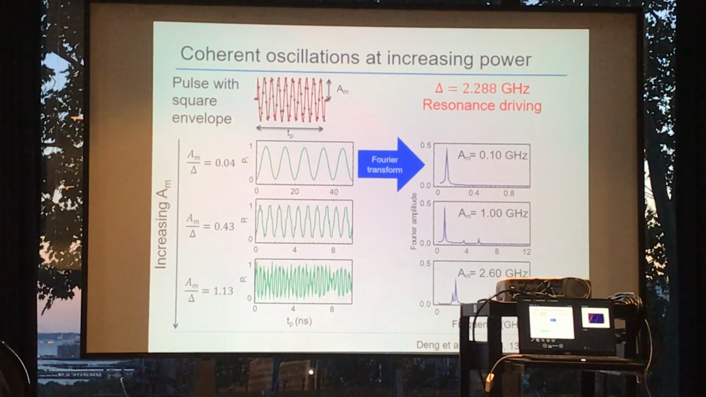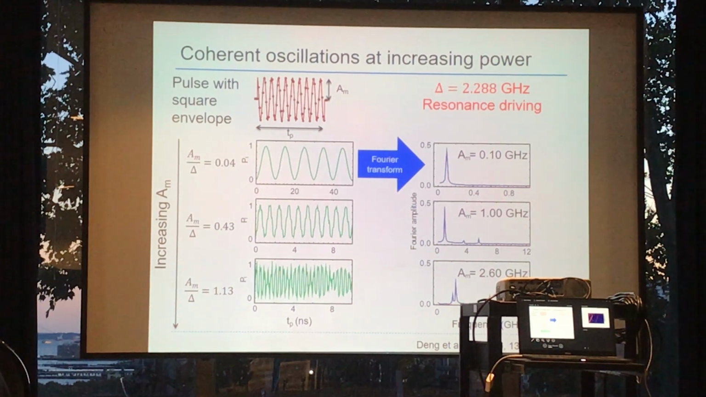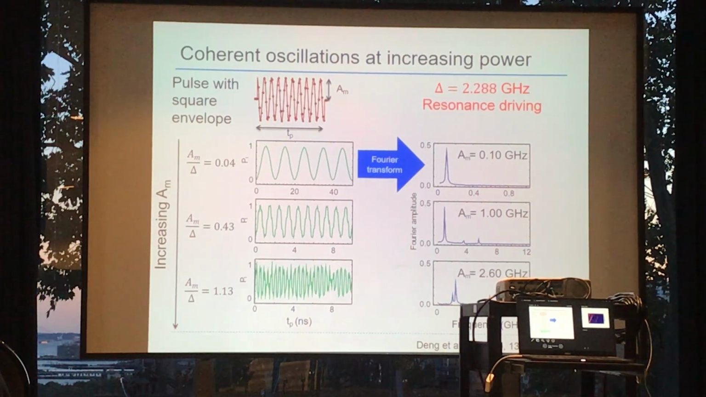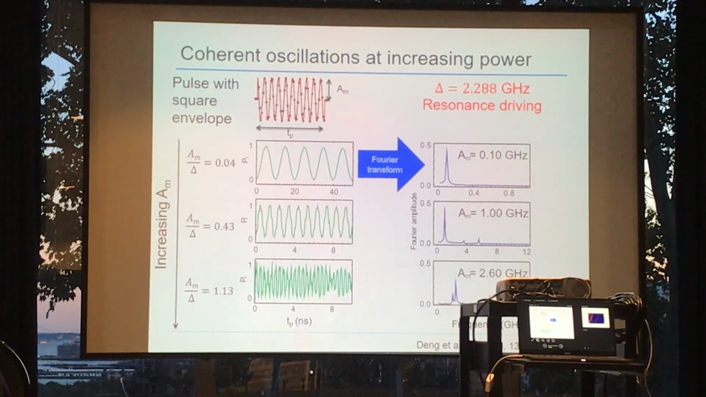But when we make this driving amplitude higher, for example, when we go to close to half of the transition frequency of the qubit, we see again these oscillations. They are much faster, so you can see the time scale is significantly different here.